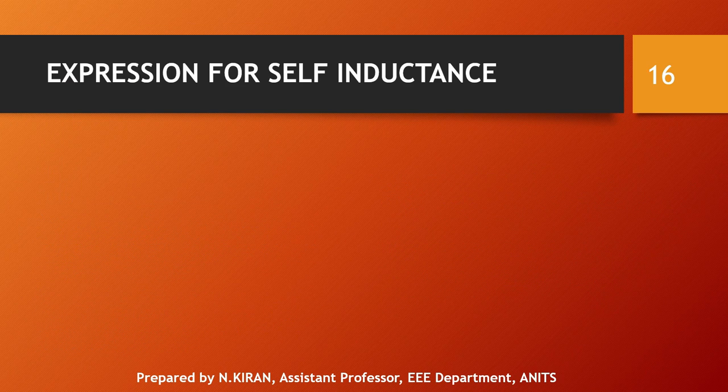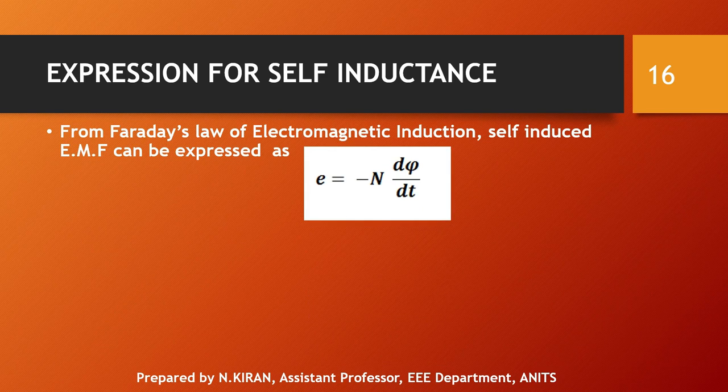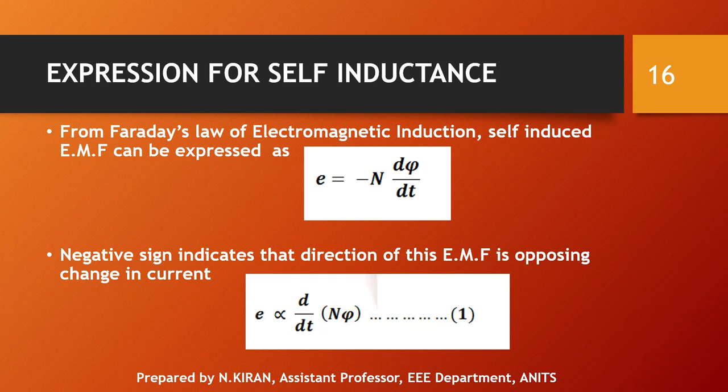Expression for self-inductance. From Faraday's law of electromagnetic induction, E is directly proportional to N into d phi by dt. The negative symbol indicates that it is opposing the change in current. I can modify this expression as E is directly proportional to d by dt of N into phi. Here I have neglected the negative symbol. Let me consider this as the first equation.